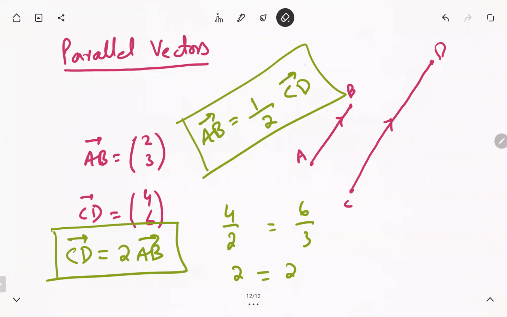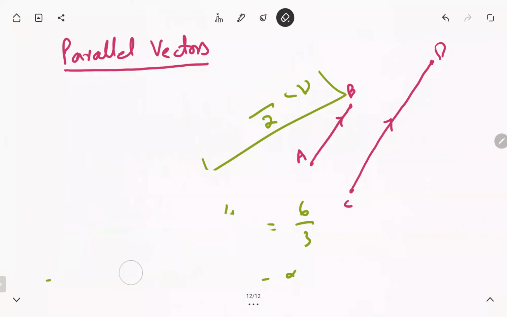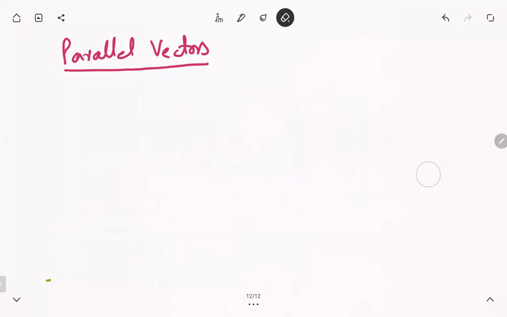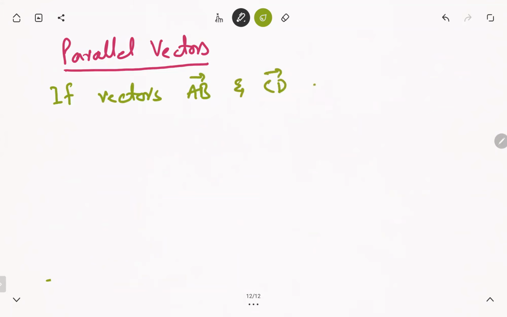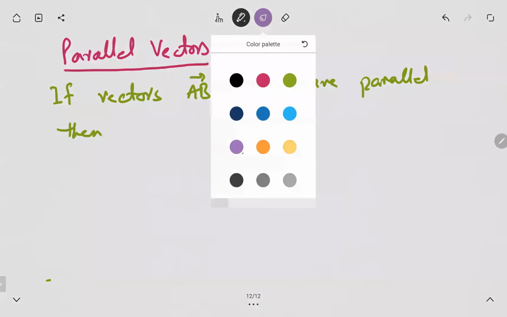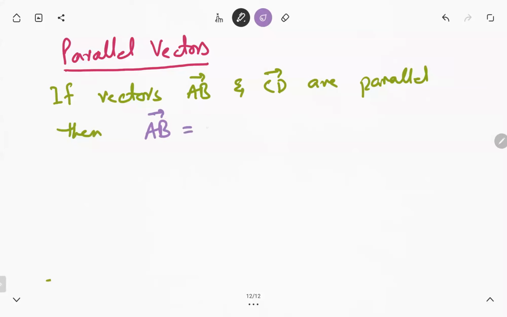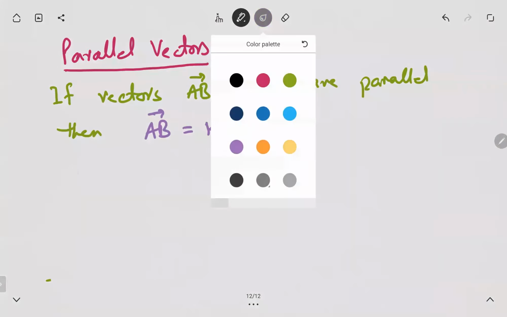सो इसकी मैं समरी अब लिखता हूं। अब ये जरूरी नहीं हमेशा 2 टाइम्स हो, कभी 3 टाइम्स भी होगा, कभी हाफ भी होगा, कभी -1/2 भी हो सकता है। If vectors AB and CD are parallel, then one vector, mean AB, will be k times another vector, where k is a constant.